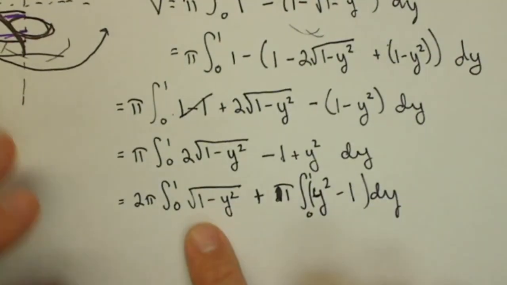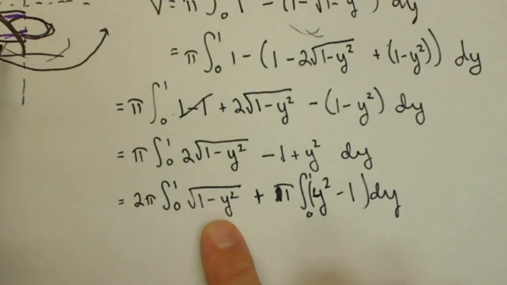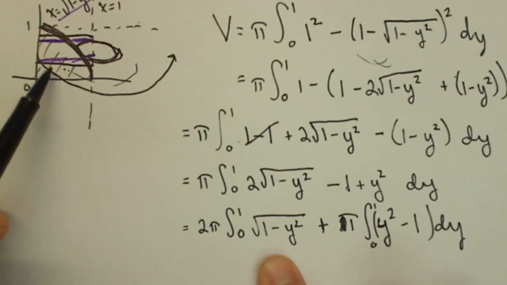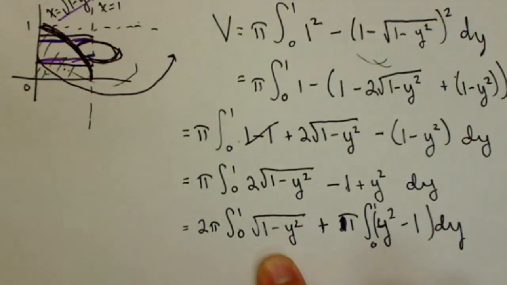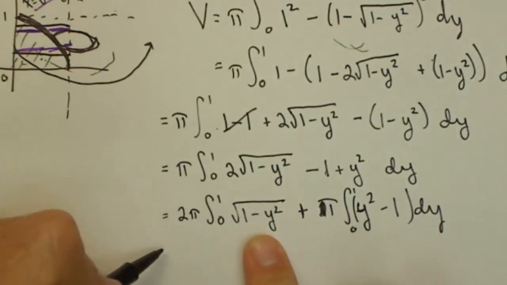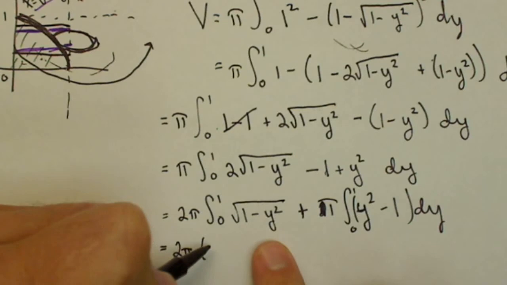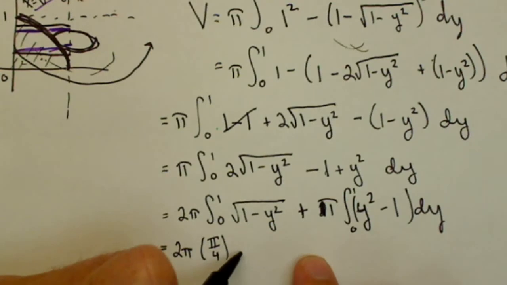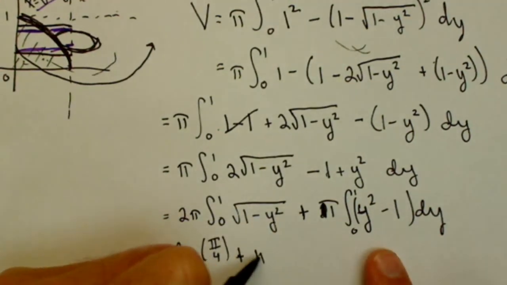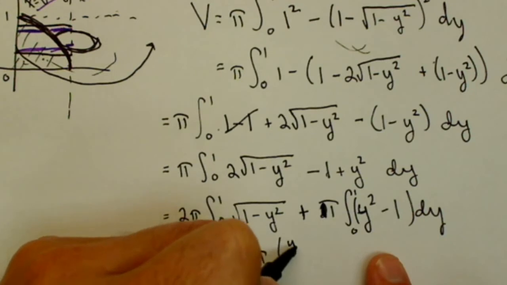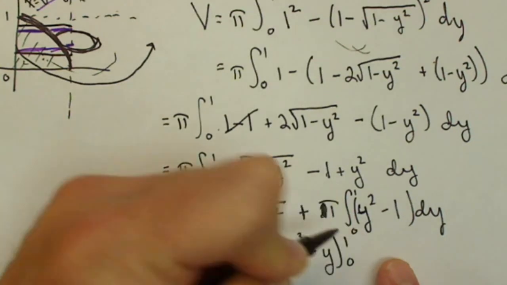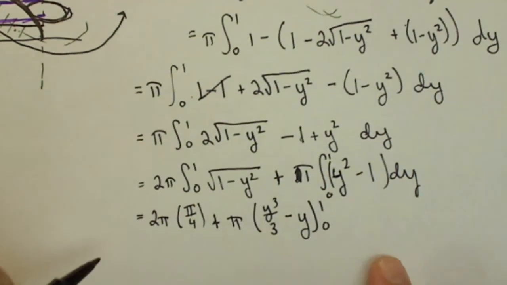The reason I separated this one out, this is still our quarter circle, and going from 0 to 1, we have a quarter circle with a radius of 1. So we know that the full circle would have an area of pi, so this has an area of pi fourths. So we have 2 pi times pi over 4, and we could have done this with a trig substitution, but it was a nice little shortcut, plus pi times y cubed over 3 minus y from 0 to 1, which we can do pretty quickly.